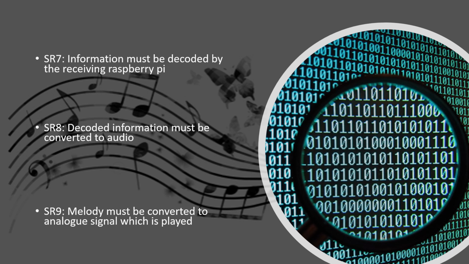System Requirement 7. The information must be decoded by the receiving Raspberry Pi. System Requirement 8. The decoded note information must be piped into a program that generates the audio that correlates to the given information on the receiving Raspberry Pi. System Requirement 9. The melody will need to be converted to an analog signal and sent into the amplification circuit. The amplification circuit will send the signal to the speaker, which will then play the melody.